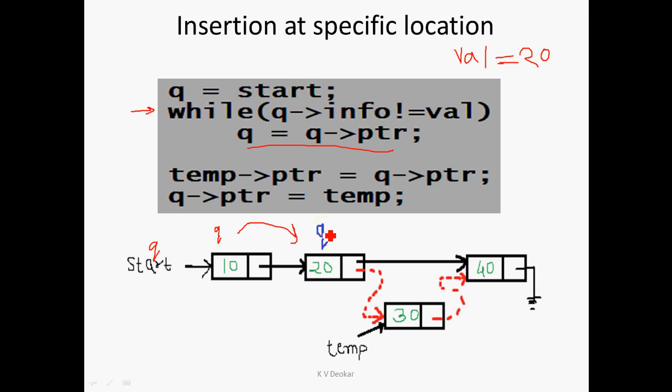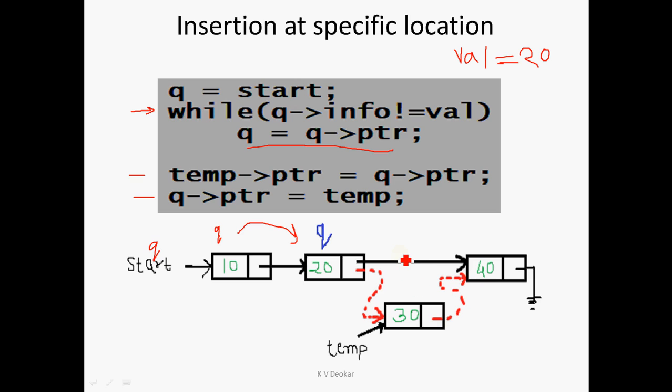Once you find the node after which the new node should be inserted, here we have created a temporary node 30, which is to be inserted after val, that is 20. For that these two lines of code will be used. This temporarily created node will now be inserted between 20 and 40. For doing that we have to update two pointers, shown in red dotted lines.